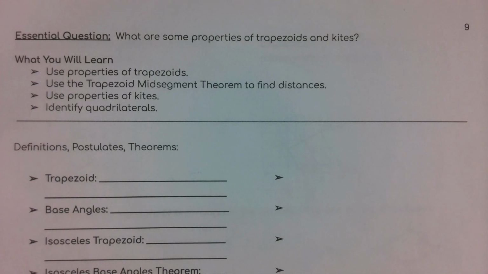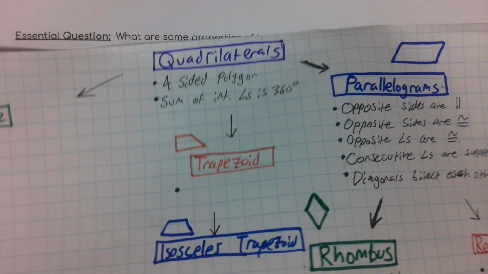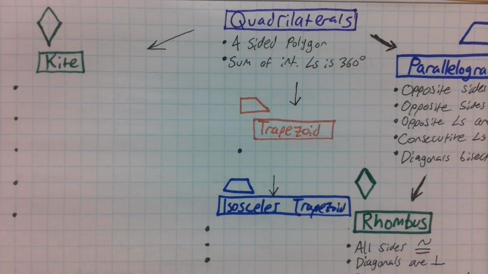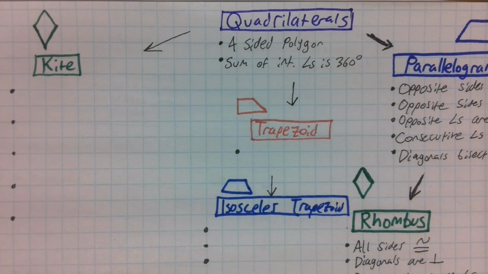Today we're going to take a look at 7.5, which is all about trapezoids and kites. You may recall that we started this sheet last time. Last time we started an organizer to help us talk about all the different types of quadrilaterals. Today we are continuing that chart to talk about trapezoids and kites.